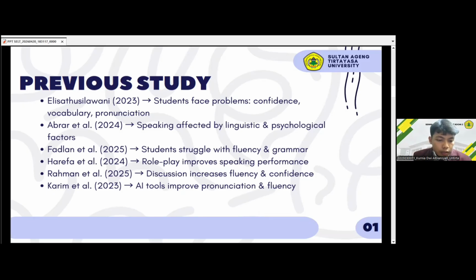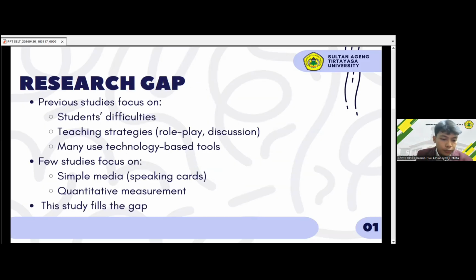And then Harefa 2024 found role play improves speaking performance. And then Rahman found discussion activities increase fluency and confidence. And then the last one is Karim in 2023, who found AI tools help pronunciation and fluency. These studies show speaking problems exist and can be improved through interactive strategies.